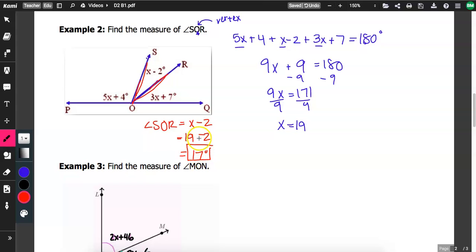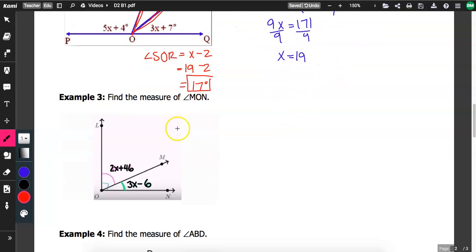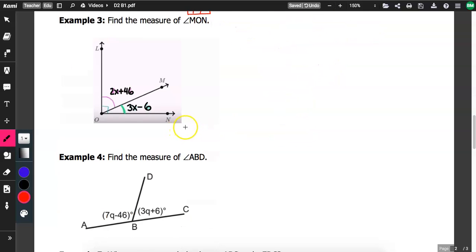All right. Why don't you guys try the next two on your own? So example 3 and example 4. See if you can do each of these. They're very similar to the two problems we just did, and then you'll be able to check your answers.